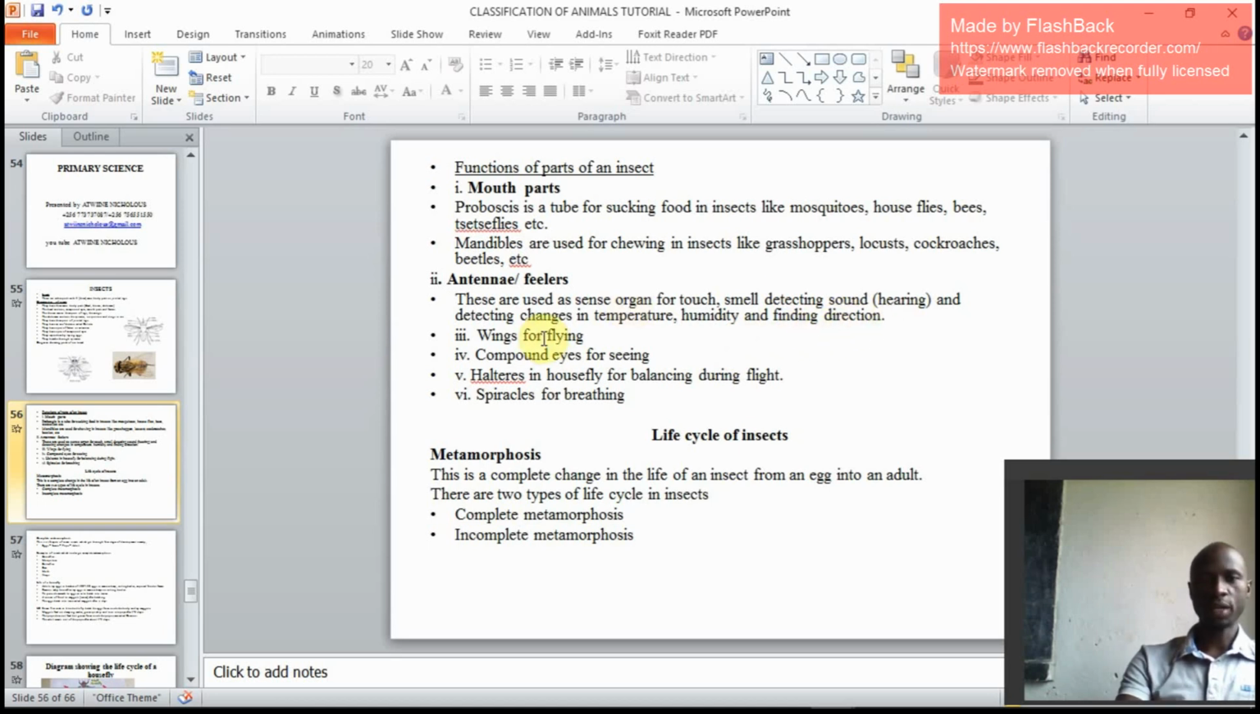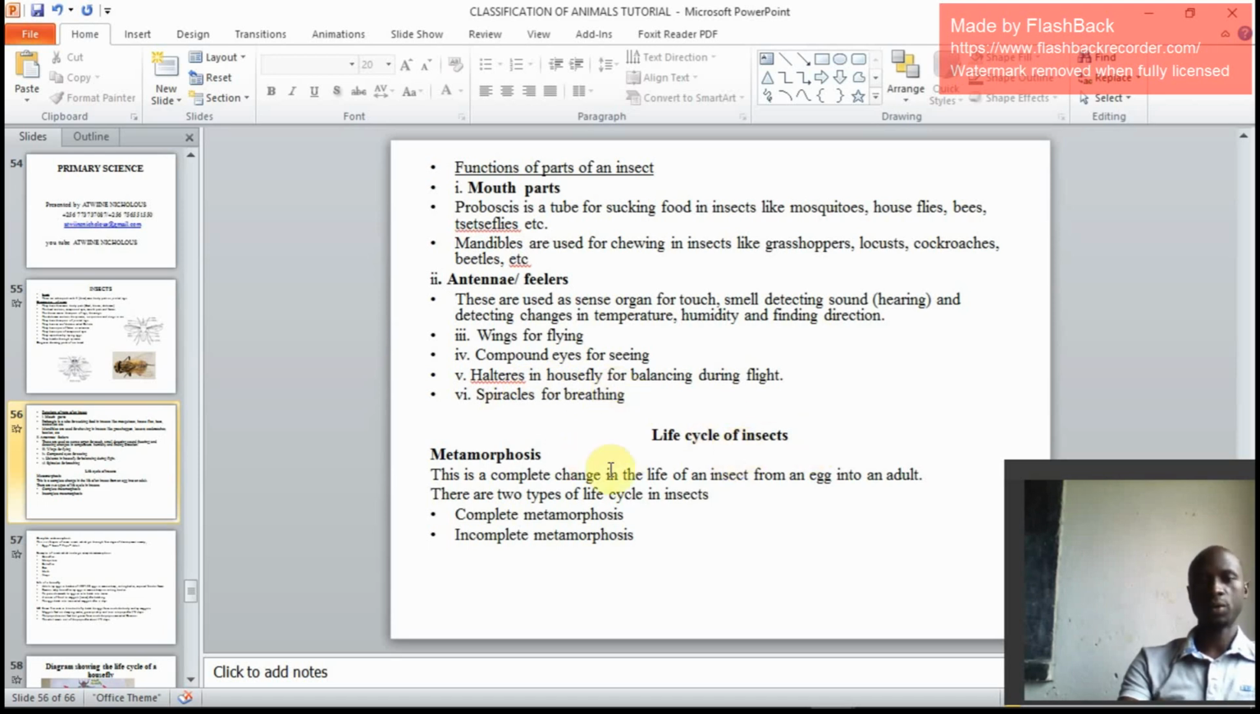We have wings, and they are meant for flying. We have compound eyes, they are meant to see. We have hair tears. Remember, hair tears, I'm stressing hair tears, and they are used to balance the insect during flight. Then still, spiracles are meant for breathing. As we have book lungs in spiders, we have spiracles in insects.